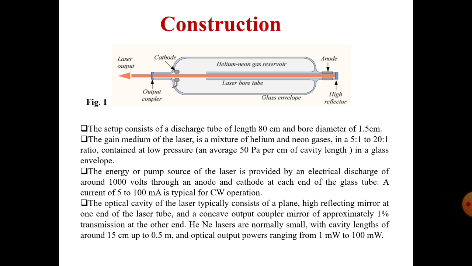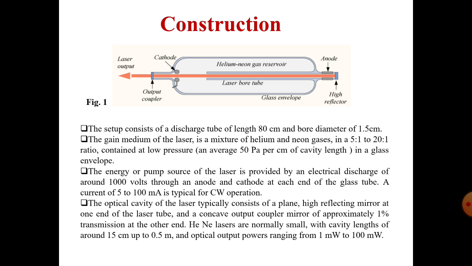Construction. Figure illustrates the construction of helium neon laser. The setup consists of a discharge tube of length 80 cm and bore diameter of 1.5 cm. The gain medium of laser is a mixture of helium and neon gases in a 5:20:1 ratio contained at low pressure in a glass envelope.